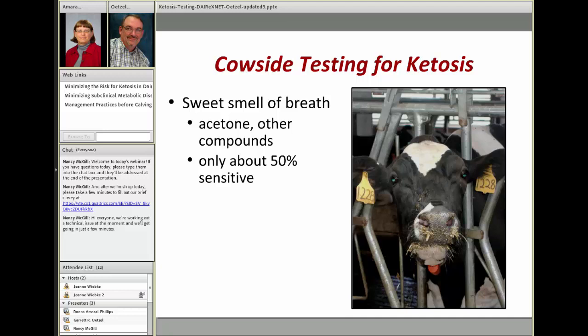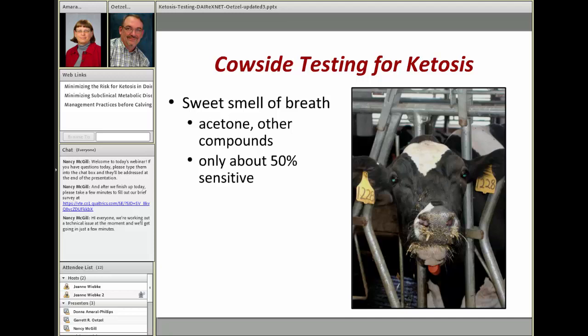And talk about the first cowside test, this sweet smell on the cow's breath. That's acetone, one of the ketone bodies, perhaps other compounds. I don't think it's just acetone. I think most all of us can smell that. But only certain individuals really are good at doing this. I'm not one of those. I never was good at smelling ketosis, stick my nose right in their nose, and might or might not get it. Even people that are good at this and claim to have the ability, they can smell it sometimes.